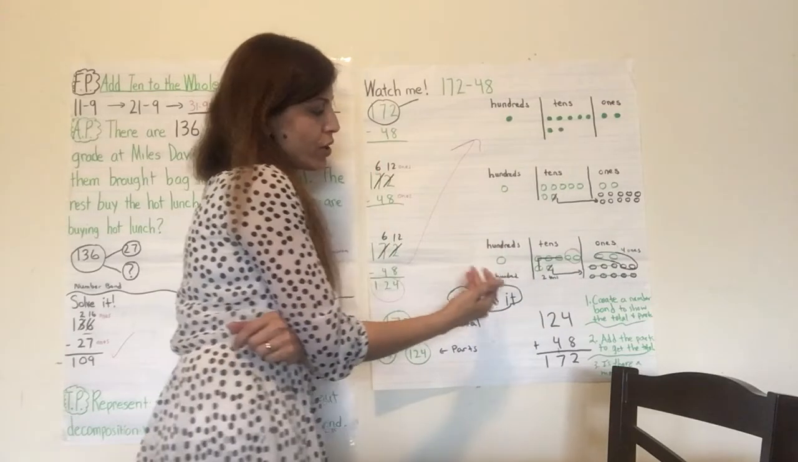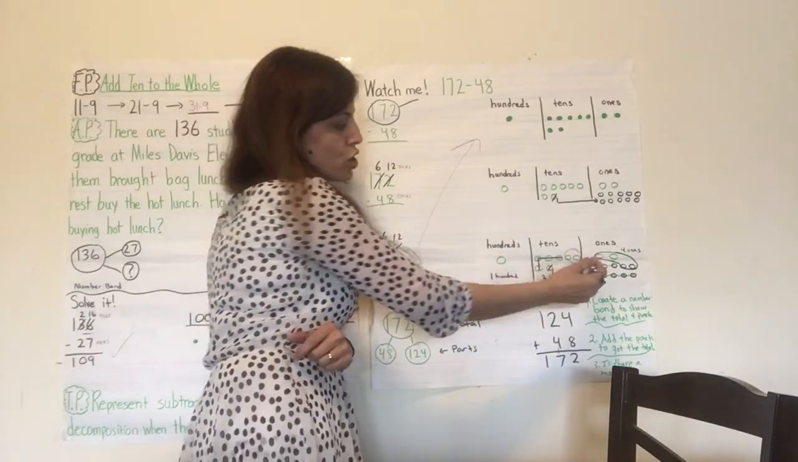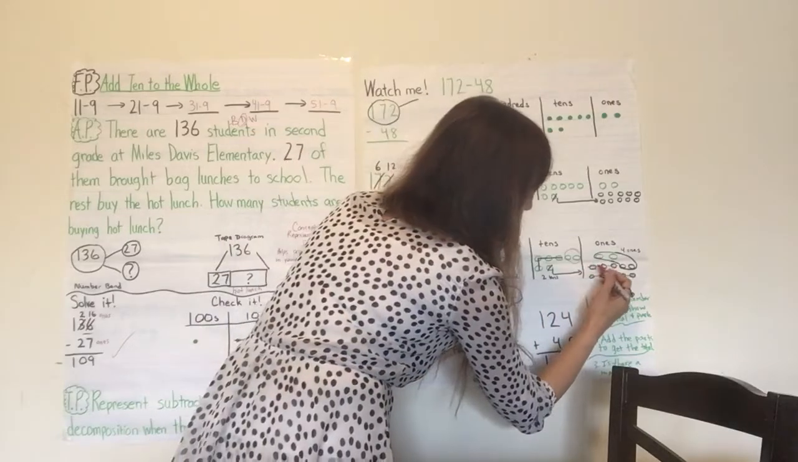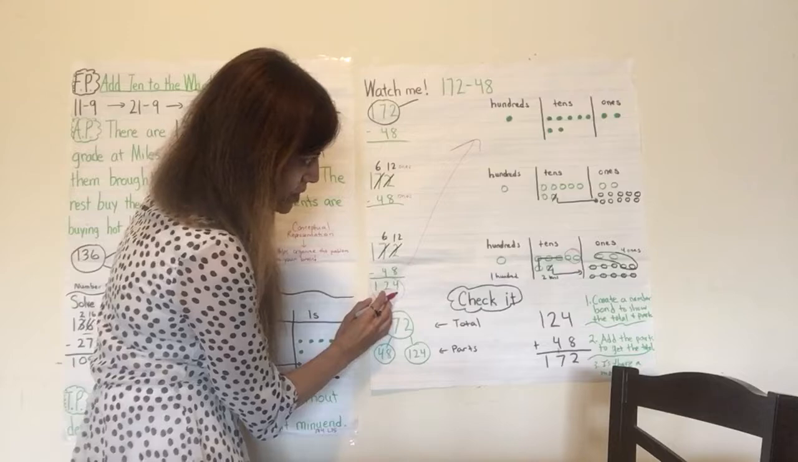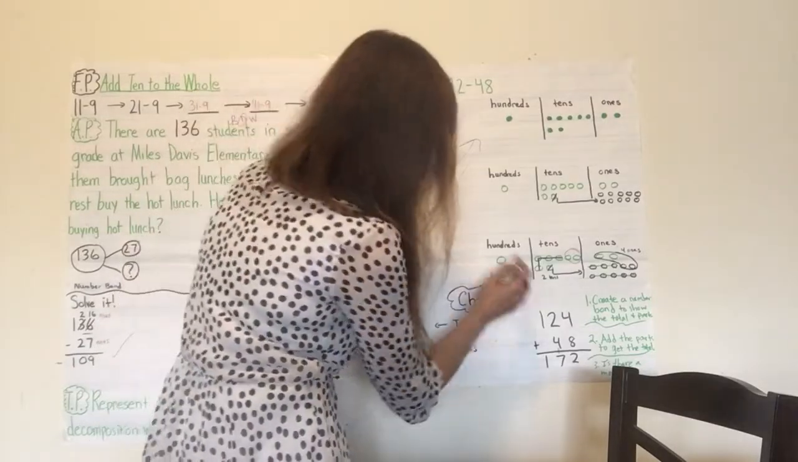Now let's move on here. We're going to actually solve this further. We have the 12 ones minus 8 ones. So we take away 5, 6, 7, 8. We have 4 ones left over. There's the 4 ones. Do you see that? Excellent work.